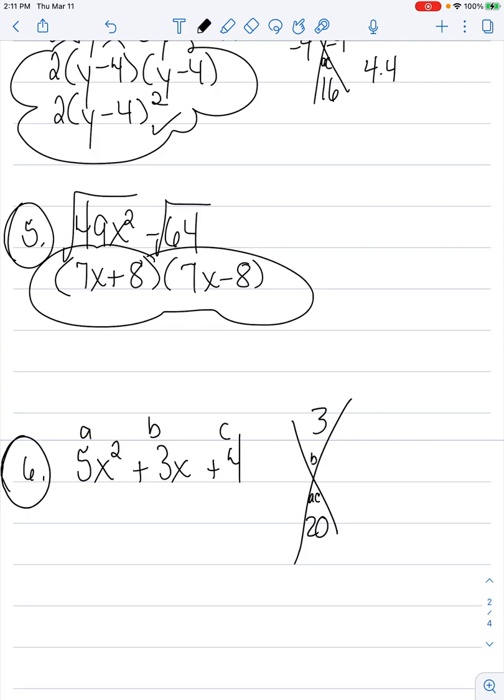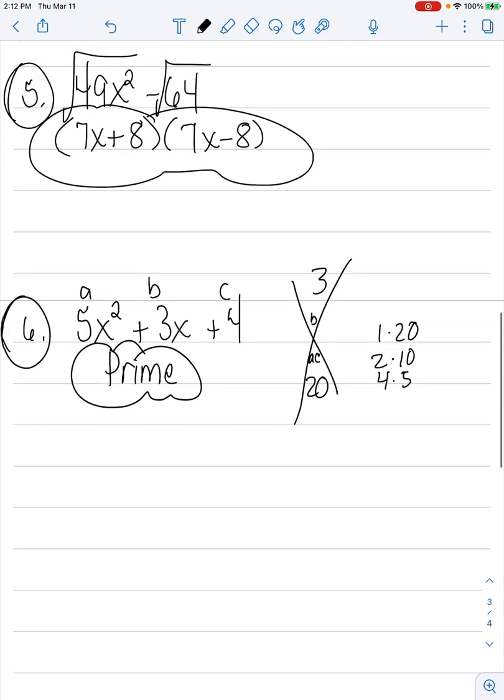And let's see. I have 1 times 20, 2 times 10, 4 times 5. And actually, I think that's all of my factors of 20. And none of those can be used to give us 3. 1 and 20 either give us 21 or 19. 2 and 10 either give us 8 or 12. 4 and 5 either give us 1 or 9. So this is not factorable, or prime.